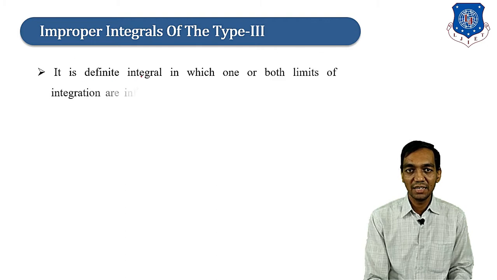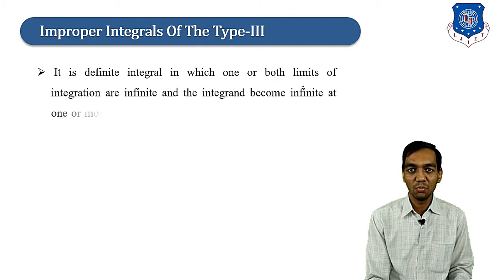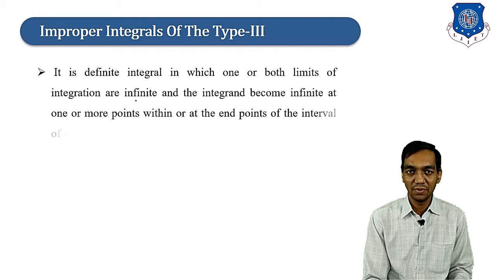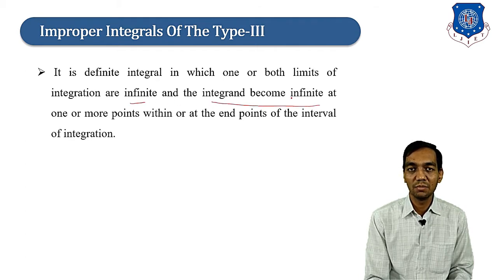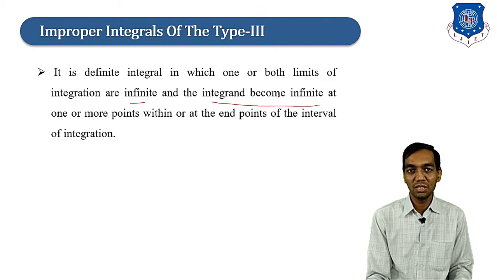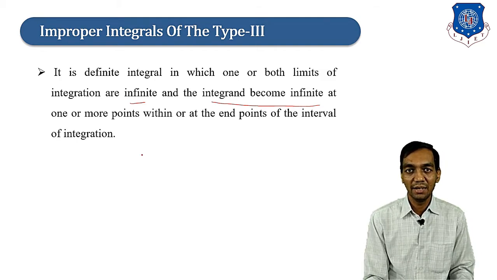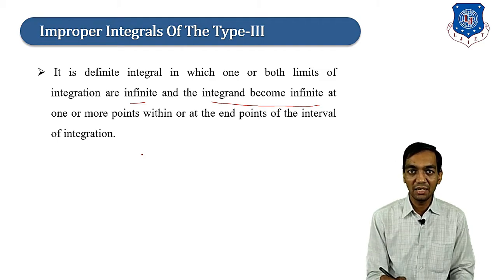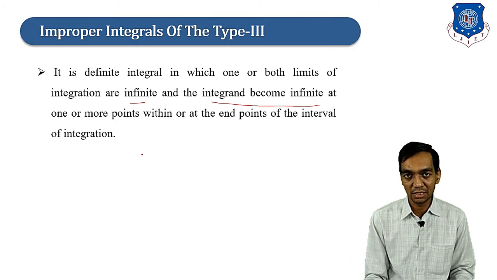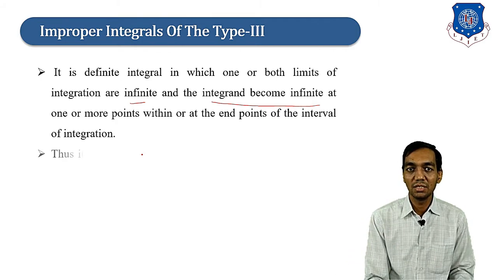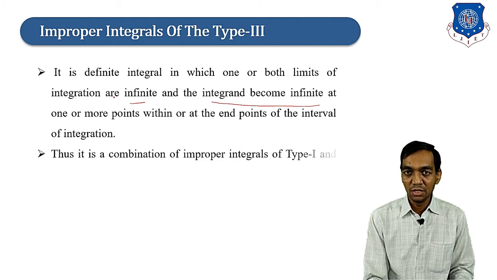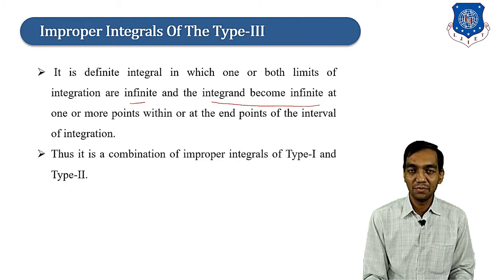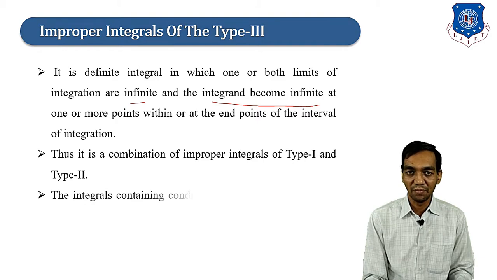It is a definite integral in which one or both limits of integral are infinite and the integrand also becomes infinite. That means the combination of type 1 and type 2. That means either limit is infinite and the function is also discontinuous in between your interval of integration. Then it is called type 3. So the combination of type 1 and type 2 is called type 3.